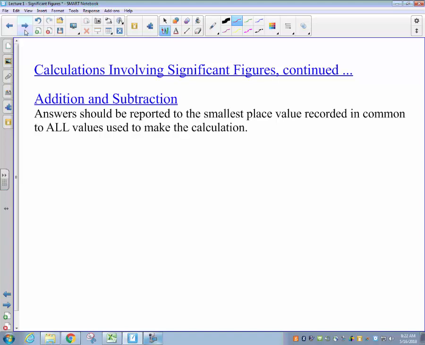Because if we try to apply them, let's say I went through and I was adding two numbers together, and I added together 1,025, and then I added to that 1. If I add 1,025 plus 1, that would give me 1,026. And if I was trying to apply the multiplication and division rules, remember the multiplication and division rules said that we were going to round this to the least number of significant figures that we had in our measured values.